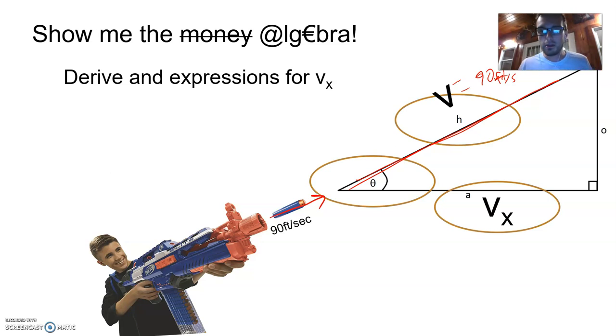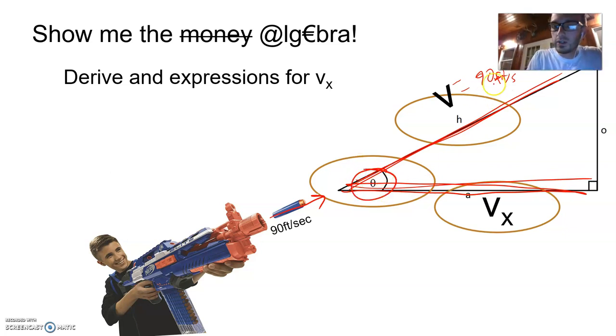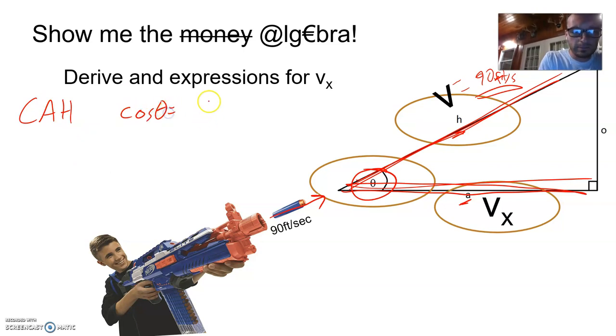So if I consider these sides, and I know the v, the velocity that the dart comes out, and I want to derive an expression for the x component, Vx, because it's horizontal, assuming that I know the angle I shoot it and the speed that I shoot it, how would that look? Well, let's use our trig. SOHCAHTOA tells us that cosine of theta is equal to adjacent over hypotenuse.